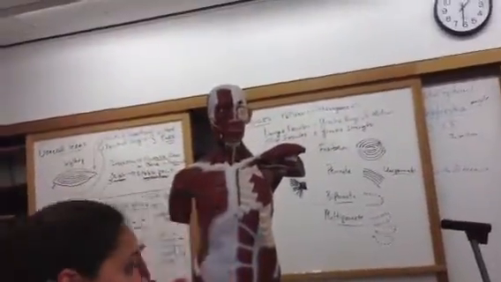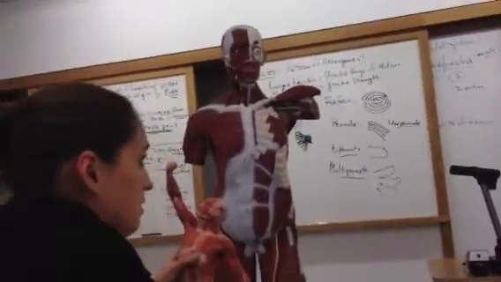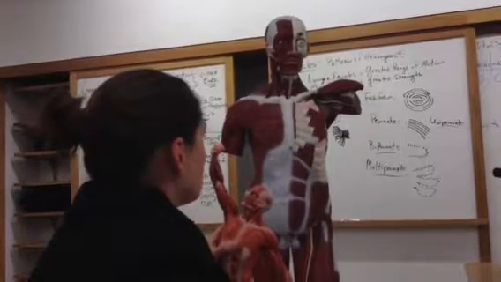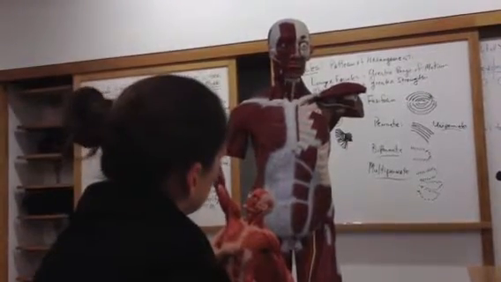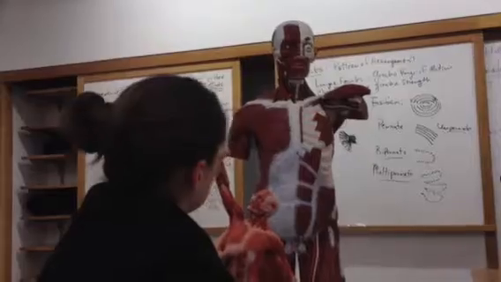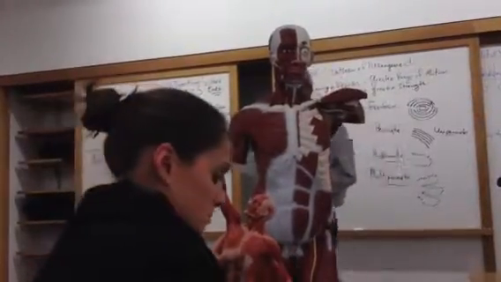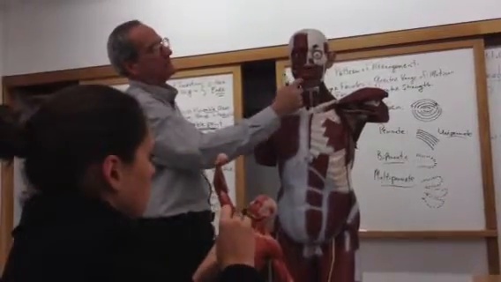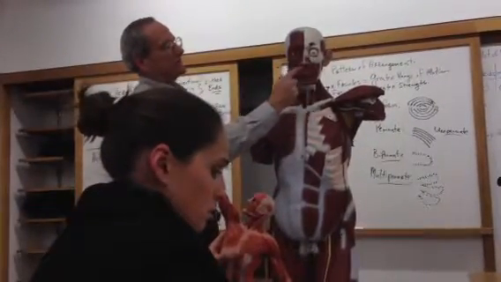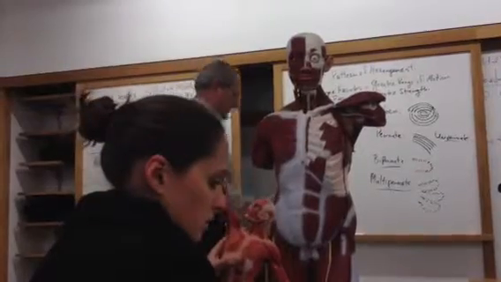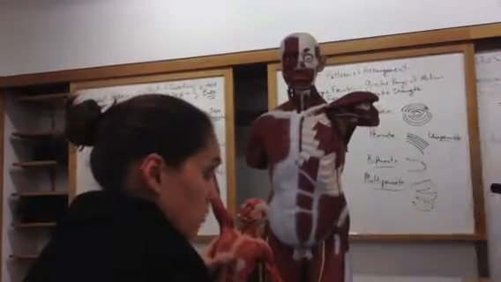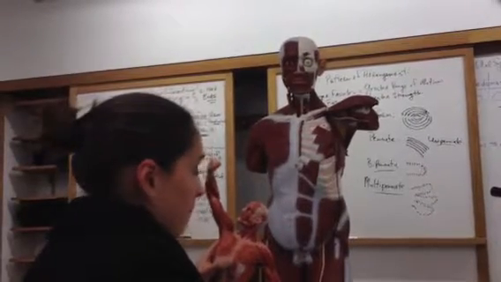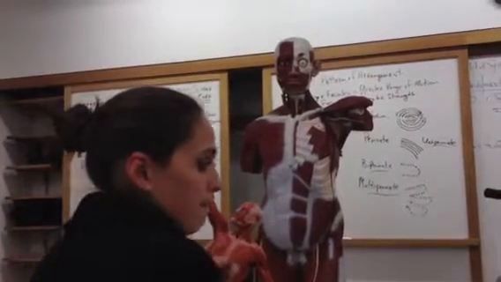The second one is your orbicularis oris. Orbicularis oris is the circular muscle around the mouth. Okay. So this muscle here, orbicularis oris. Okay. The third one is the occipito. I'm not sure if this is on the sheet or not.